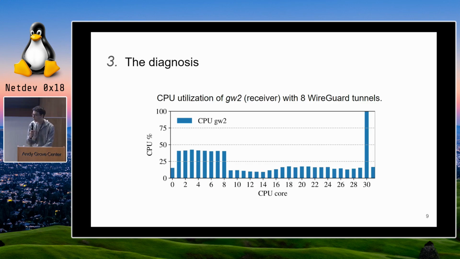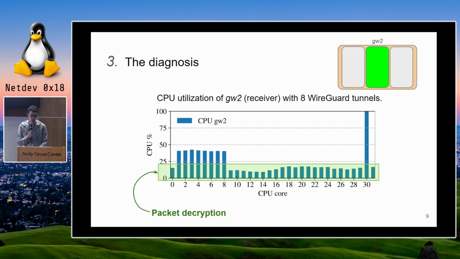So now that we've got this out of the way, we can actually try and understand what is going on in this graph. So let's try to annotate it. First, remember that this graph is referring to the receiving side of the gateway. So we have a baseline of, I'd say, 15 to 20% across all of the available CPU cores, which is where packet decryption happens. If you recall, packet decryption is parallelized as it happens on a work queue.